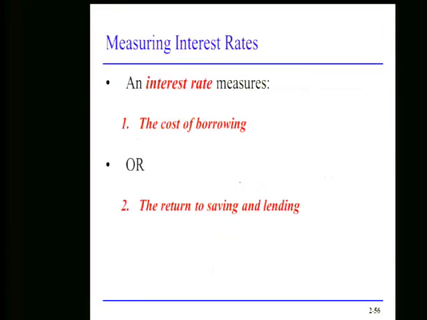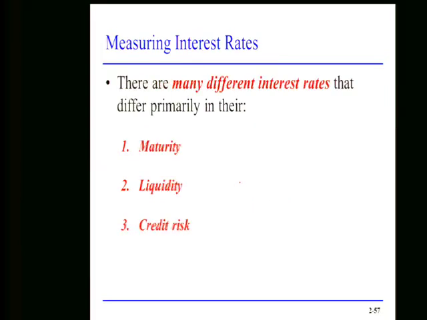Okay. Finally, I want to talk a little bit about interest rates. So an interest rate can be thought of as either the cost of borrowing money or the return from lending money. Right? Borrowing and lending costs. We're not going to worry about what those differences are, particularly. It turns out that there are many different interest rates, and they differ primarily in these three categories: maturity, liquidity, and credit risk. Maturity simply means if you borrow money, how soon do you have to pay it back?